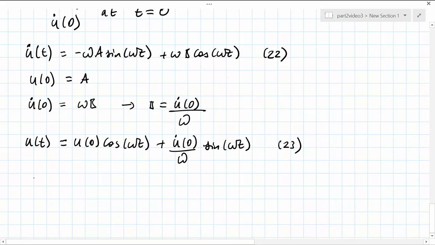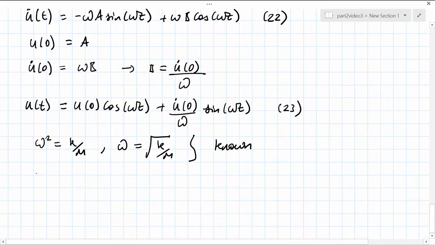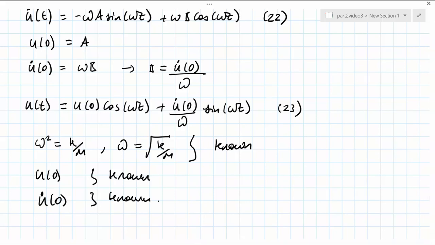So since omega squared is k divided by m, or omega equal to the square root of k over m, this is known. This is a known property of the structural system. Also, our initial displacement, that is known, and our initial velocity is also known. Then we're in a position to completely specify the response of this problem using equation 23.